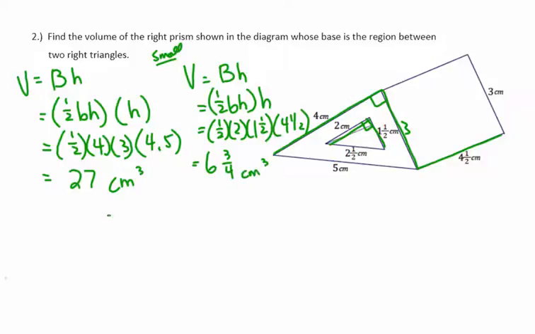So we subtract now because it's missing from the center. 27 minus 6 3/4 is 20 1/4 centimeters cubed. So it's kind of the same thing that we've already done.